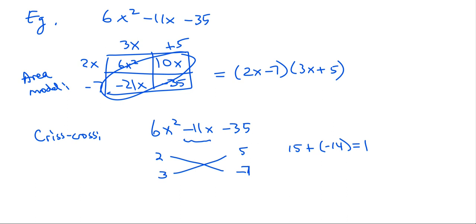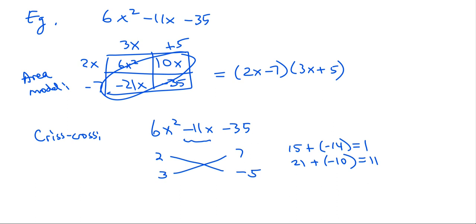So what will I do? Well, I'm going to erase these, just like I did with the area model. I'm going to erase them, and let's put the 5 over here and the 7 over here. Now I'm going to multiply crisscross. 3 times 7 is 21, plus 2 times -5 is -10. Add those up, I get 11.